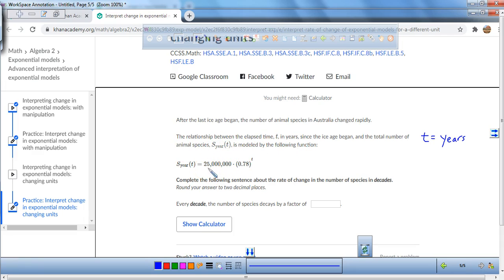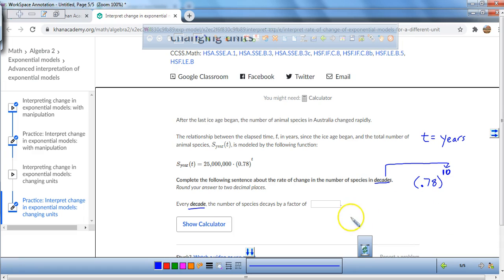Well, we start off with 25 million, and it's decreasing. Looks like it's decreasing at a 22% rate, so it's keeping 78%. So this is the yearly rate. But now we need to go from yearly to decade. So what is this 0.78? 0.78 to the power of 1 is per year. But if I want it per decade, I've got to raise it to the power of 10, because there are 10 years in a decade. So that's why I put that 10 right there.